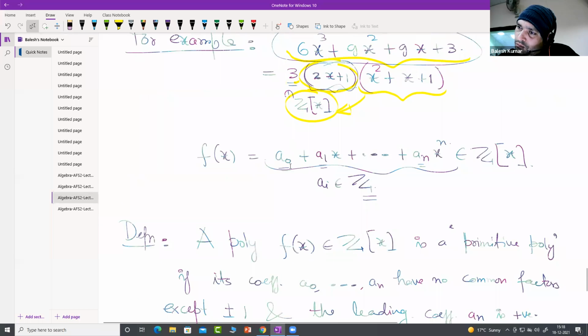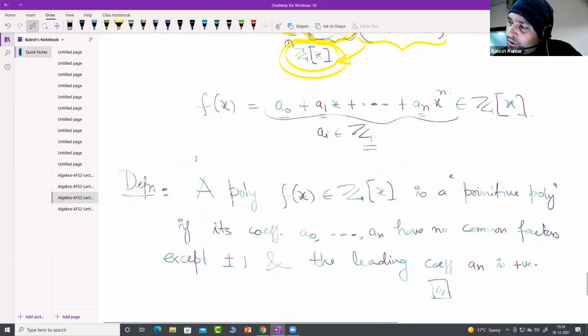In order to compensate for this monicness, note that if the polynomial coefficients contain a common divisor, for example 3, which is an irreducible element inside Z of x as well, we can take the gcd out. Instead of monicness, we can compensate with the notion of a so-called primitive polynomial.